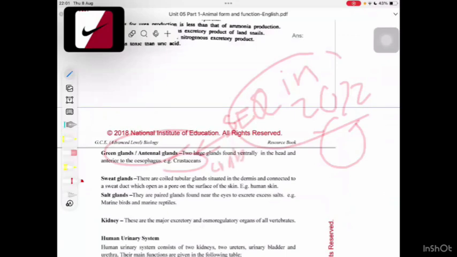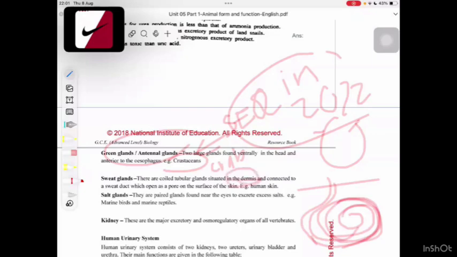Sweat glands. Now we also have sweat glands, right? These are coiled tubular glands situated. We know that by the structure. In the future, you will be doing the skin. The sweat glands are like this. So they are coiled tubular glands situated in the dermis. Learn the area, like where are they situated? In the dermis. And they're connected to what? They're connected to a sweat duct, and they open through the sweat pore on the surface of the skin. Example, human skin, right? Present in the human skin.